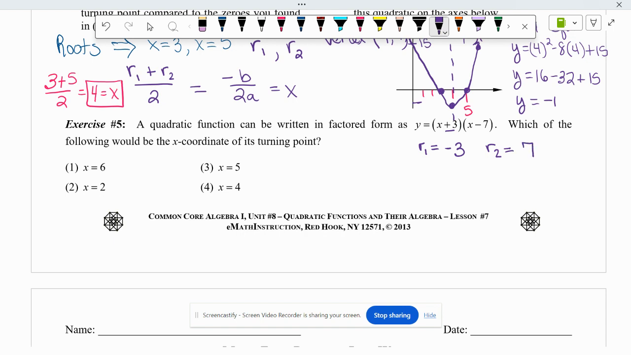And we just learned that we can take the two roots, add them together, and divide by 2 to find the x-coordinate of the axis of symmetry. Negative 3 plus 7 is 4, and 4 divided by 2 is 2. So the equation of the axis of symmetry is x equals 2.